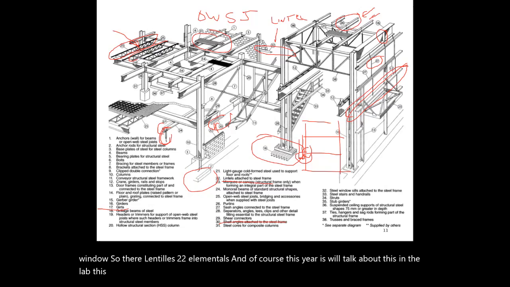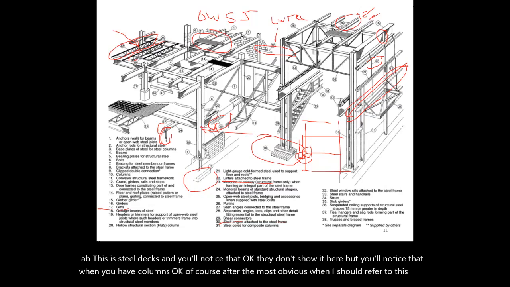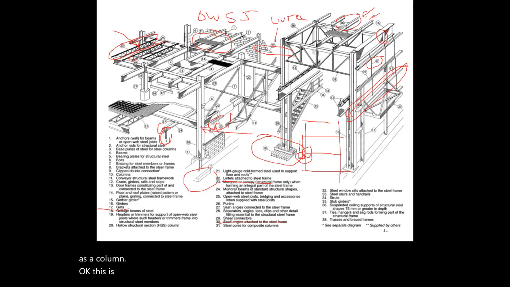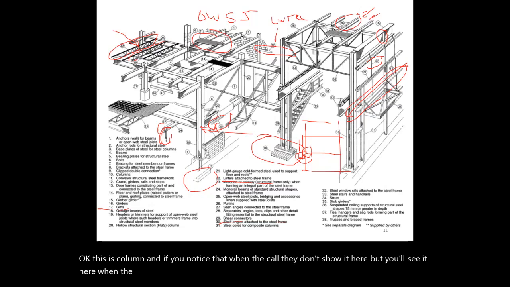This is steel decks. And you'll notice that, okay, they don't show it here, but when you have columns, of course, the most obvious one, I should have referred to this as a column. Okay, this is a column. And when the column goes for a number of stories, look how they're connected. The columns are not connected right at the floor level.